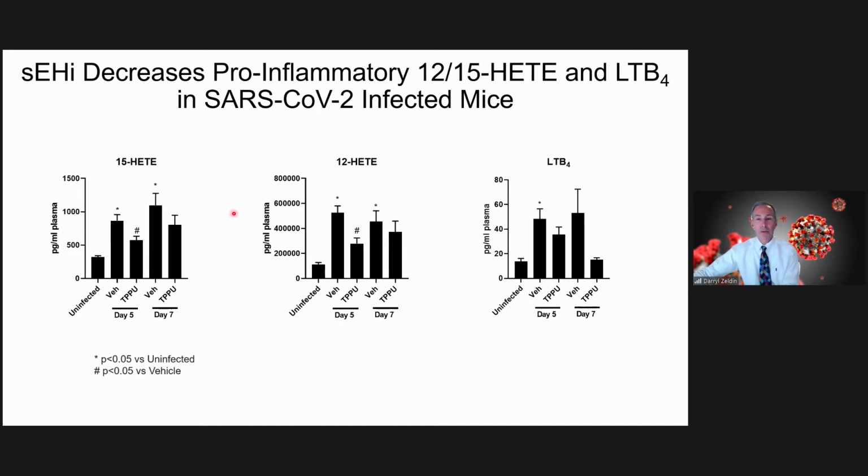SARS-CoV-2 infected mice also displayed increases in plasma concentrations of 15-HETE, 12-HETE, and LTB4 on days 5 and 7 post-infection, and TPPU treatment significantly attenuated these increases on day 5, consistent with the reduction in plasma levels of these pro-inflammatory eicosanoids after viral infection.